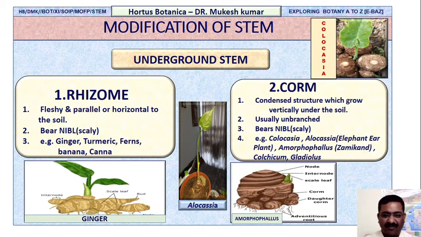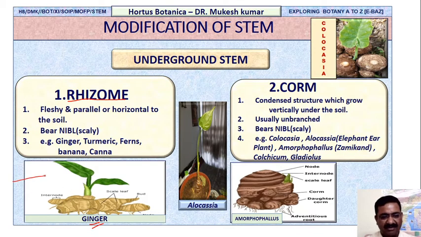We have four important underground modifications in stem. Very common, you all know, and nowadays a very common edible material for us in corona time, that is ginger, adrak. You all know about rhizome, very important. See, this is the ginger, a very good medicinal plant. It is underground.